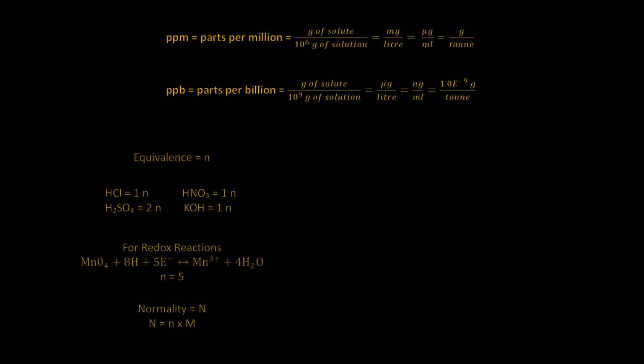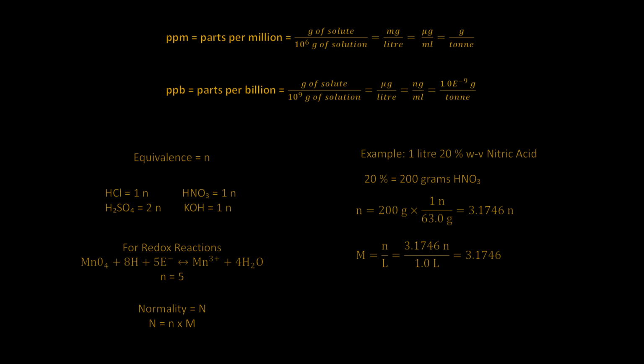Now, normality of an acid or a base solution is equal to the number of equivalences multiplied by the molar concentration of the solution. 1 liter of 20% weight to volume nitric acid, for example, is equal to 200 grams per liter. 200 grams is equal to 3.1746 moles of nitric acid in a 1 liter solution. That equates to a molar value of 3.1746. The normality of the 1 liter of nitric acid, therefore, is 3.1746 times 1 equivalence, which is rounded off to 3.18 normal.